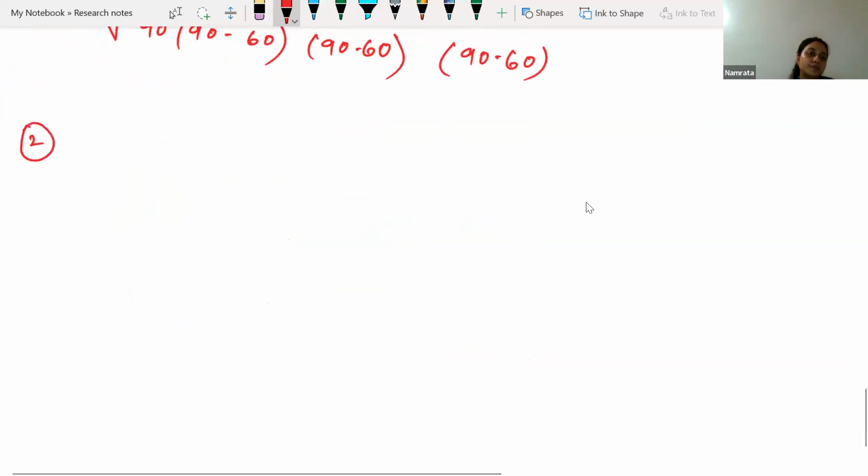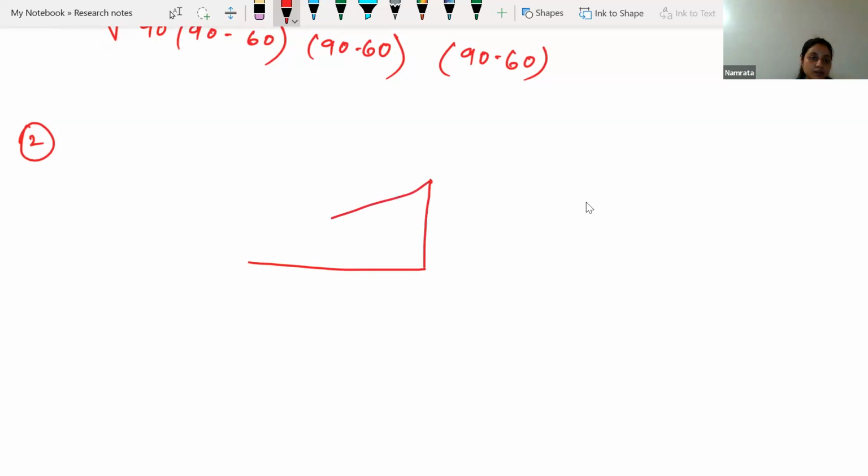Number 2. The triangular side of a wall of a flyover. A flyover is drawn already in your book. That flyover has a triangular side of a wall that has been used for advertisement. The sides of the wall are given. Let me take only the side of the wall.